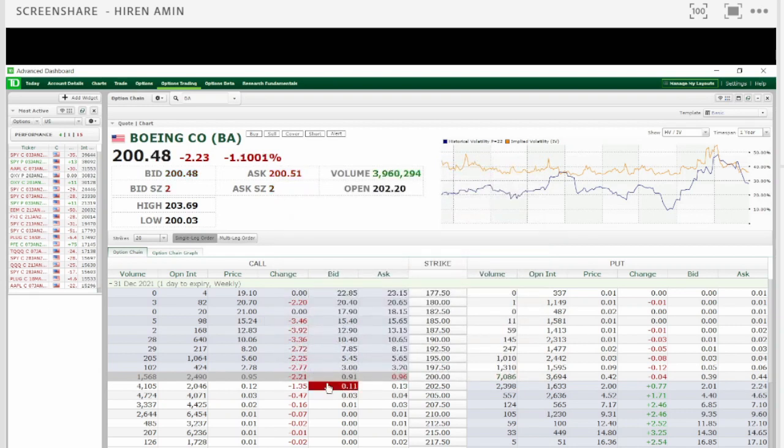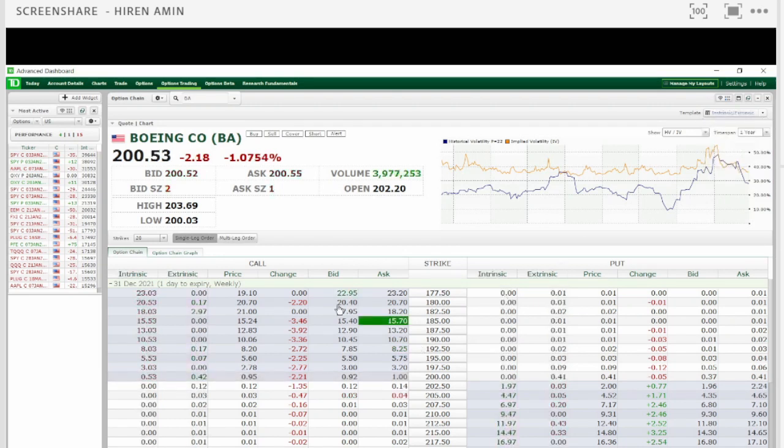The other thing I wanted to show everyone that's pretty neat is that on here, you can actually customize these views. So let's say I wanted to see some different information. You can go up here where it says template, and advanced dashboard has some different views you can check. So we're on basic right now. I can switch it to extrinsic or intrinsic. So if you go here, it'll show you these values. It still shows you the price, the change, bid and ask, but it also shows you intrinsic and extrinsic.